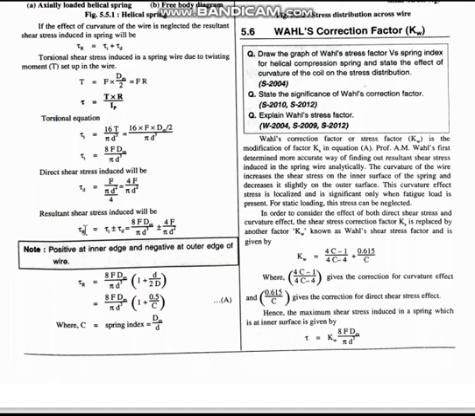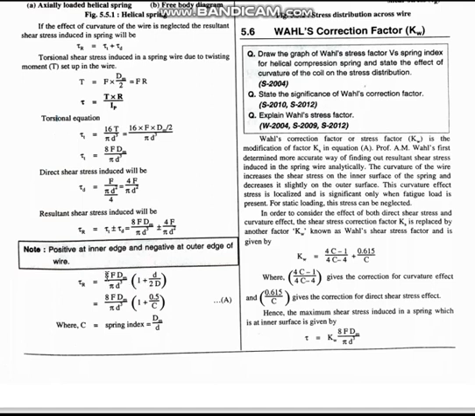So the resultant shear stress is equal to tau t plus or minus tau d, because in one direction it will be plus, in another direction it will be minus. So you will have this equation, resultant stress. Here they are saying positive at the inner edge, negative at the outer edge of the wire. We have to design for the maximum torque only, so we neglect the minus and take only positive.